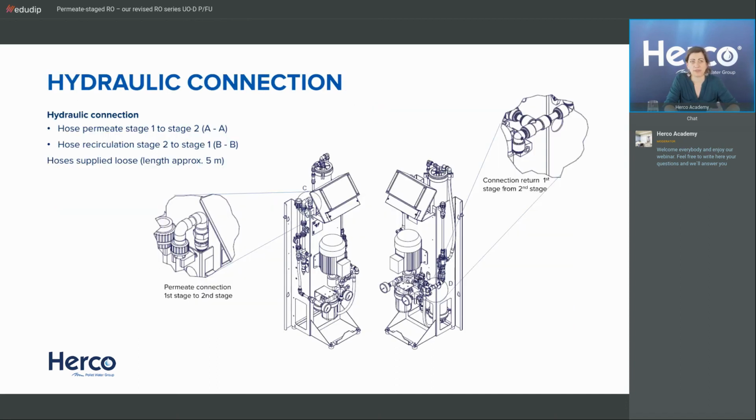Okay, so when we want to retrofit or install these two stages together, we basically have two connections. One is the hydraulic connection, and one is the electrical connection. If we look at the hydraulic connection, we have these two hoses that we mentioned before. So the permeate from stage 1 to stage 2, that's the AA connection. This is labeled on both units with an A, so it should be easy to find and to connect. And you can see here the permeate connection, first stage to second stage.